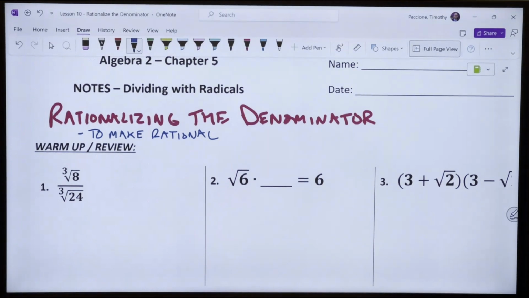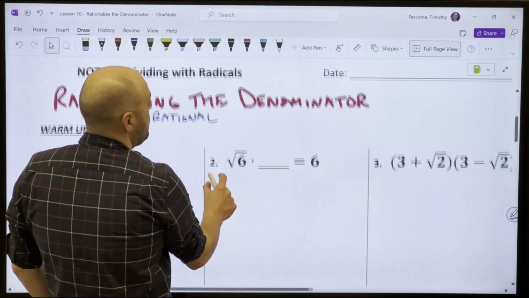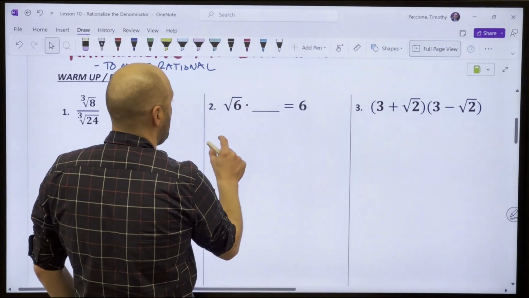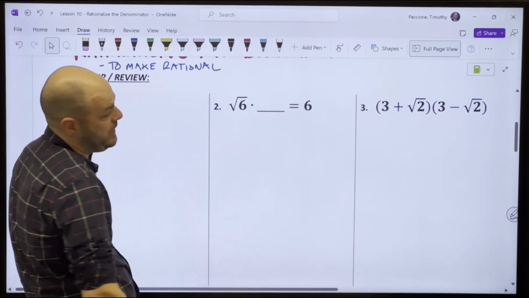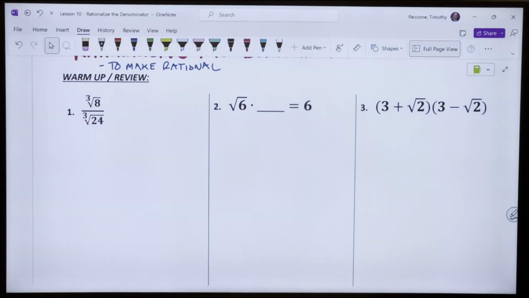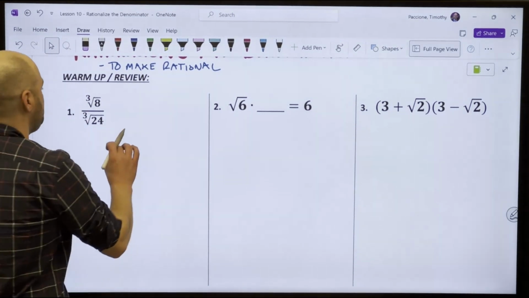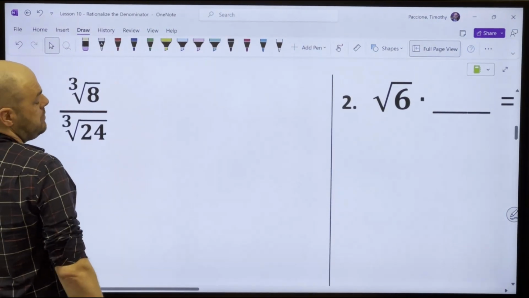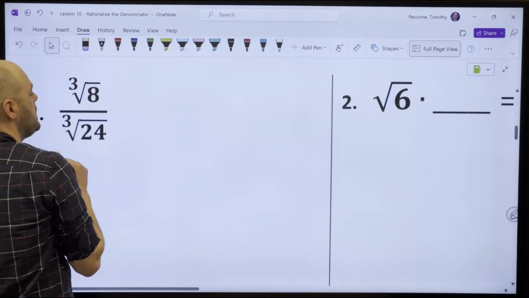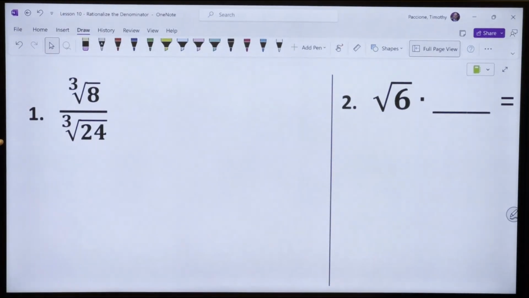All right, but first let's look at our warm-up. These are three skills we will need in order to rationalize the denominator. So first up, can I simplify this? Well, there's a couple ways. Can somebody give me a method they used?